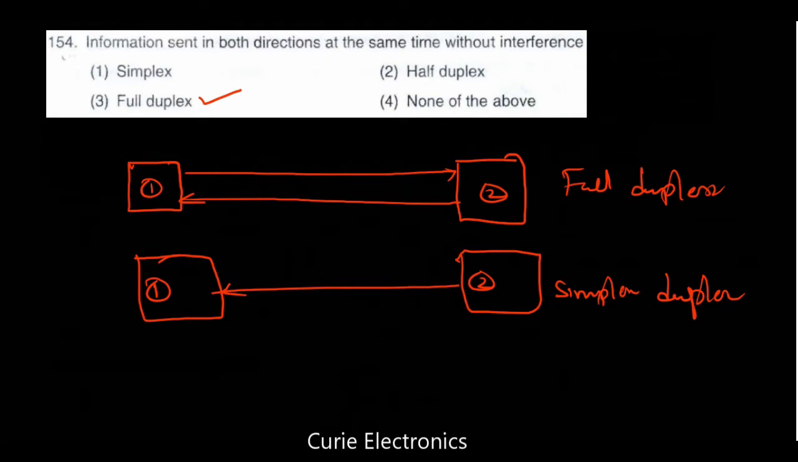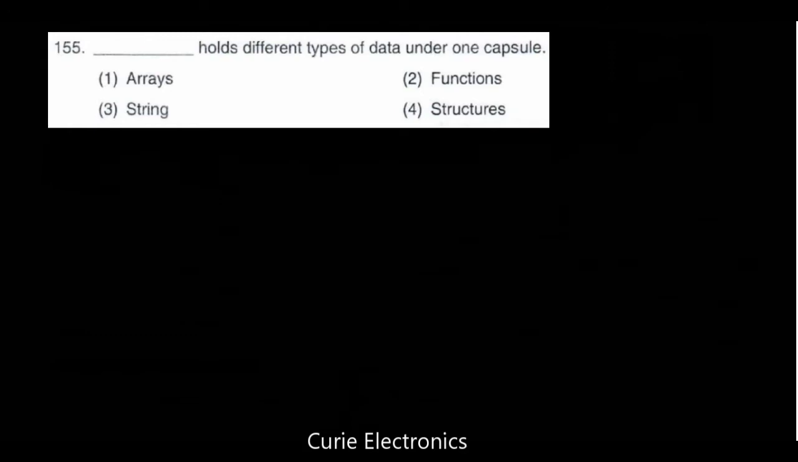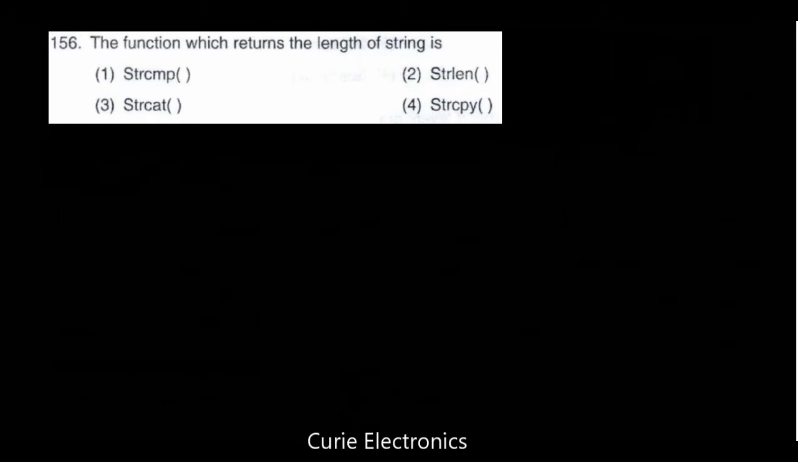Now let's go to the next question. Question number 155. A dash holds different types of data under one capsule. See, an array will hold the same data type. Integer means integer, float means float, like that. A structure can hold different types of data types, so the answer is structure. And the function which returns the length of the string is strlen.